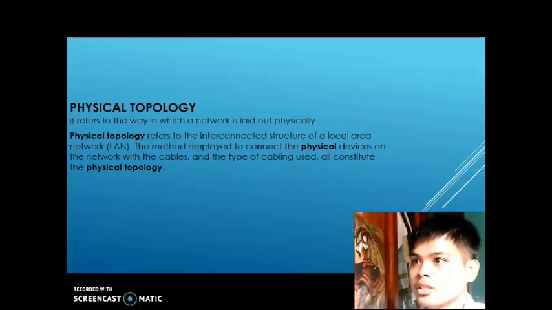Physical topology. It refers to the way in which a network is laid out physically. Physical topology refers to the interconnected structure of a local area network, or LAN. The method employed to connect the physical devices on the network with cables, and the type of cabling used, all constitute the physical topology.